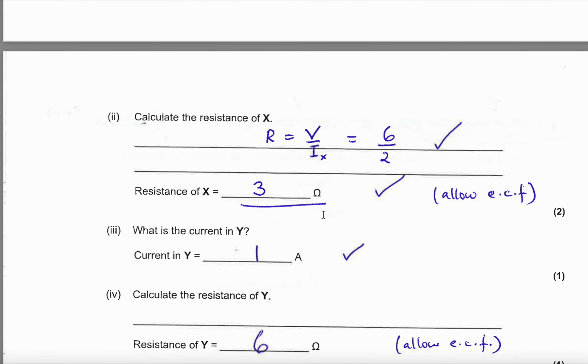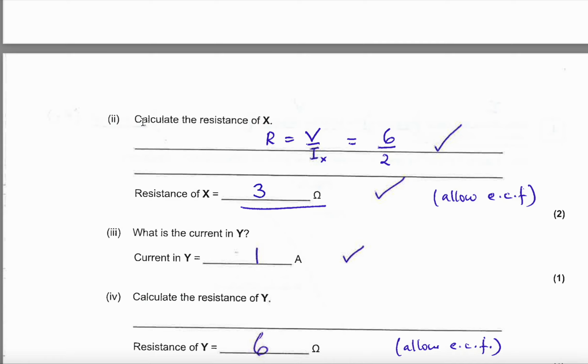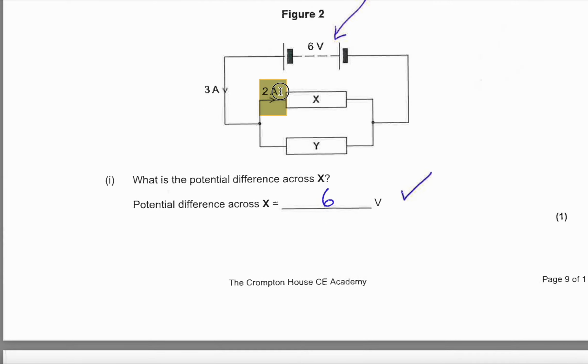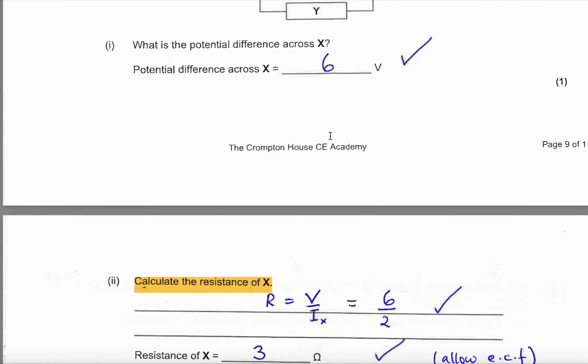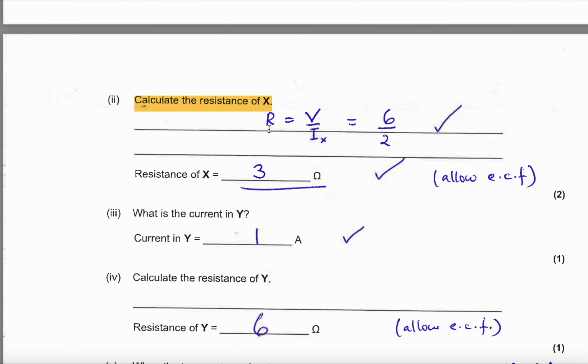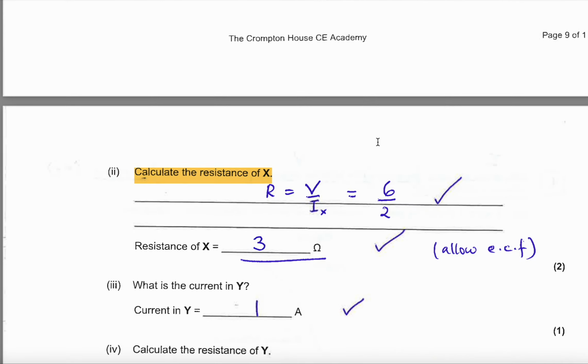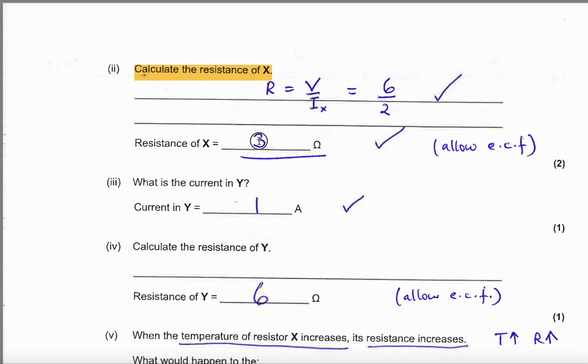So then you calculate the resistance of X, which is the one we were just looking at, and it's the one that had 2 amps across it. So it's 2 amps going across X, and it's 6 volts. They just want you to see if you can work out the resistance of X. So the resistance of X is the voltage of X, which is 6, divided by the current going through it, which is given by the circuit, 2 amps. 6 divided by 2, the answer will be 3 ohms.